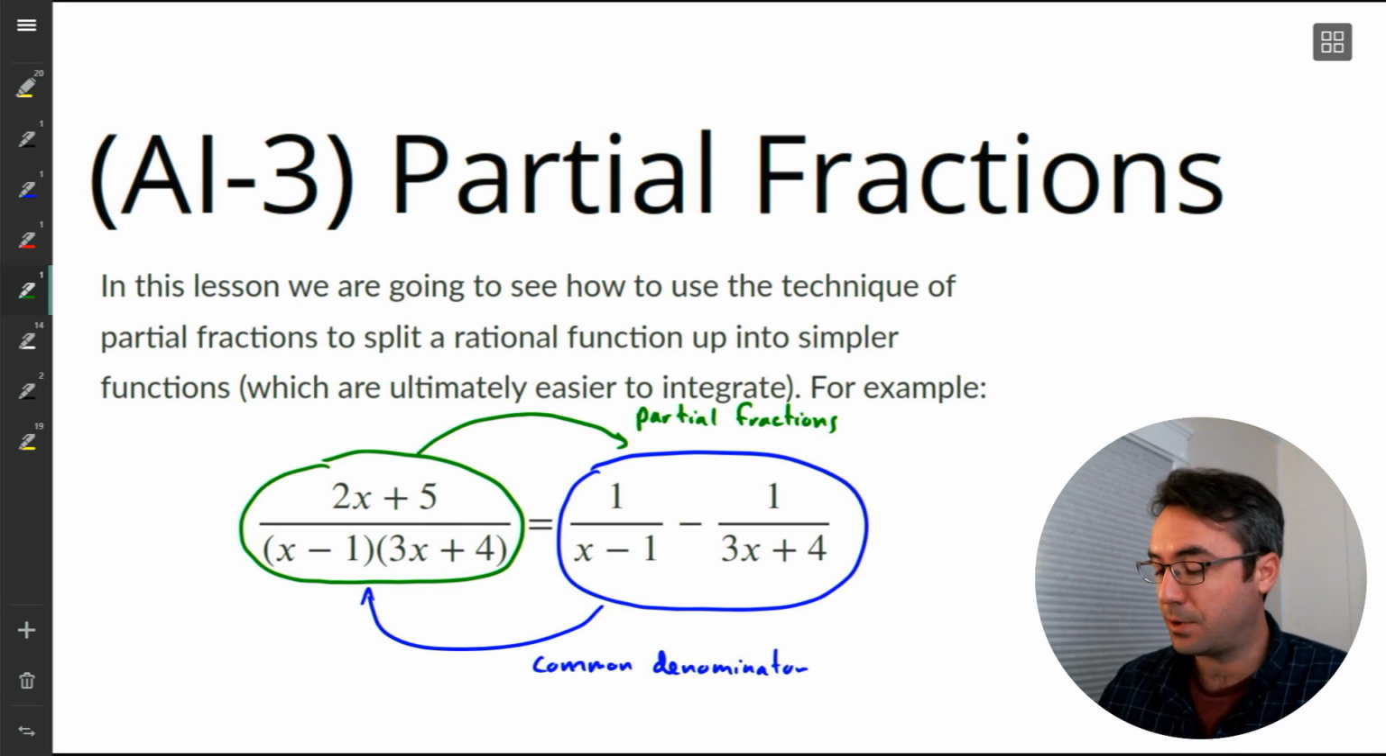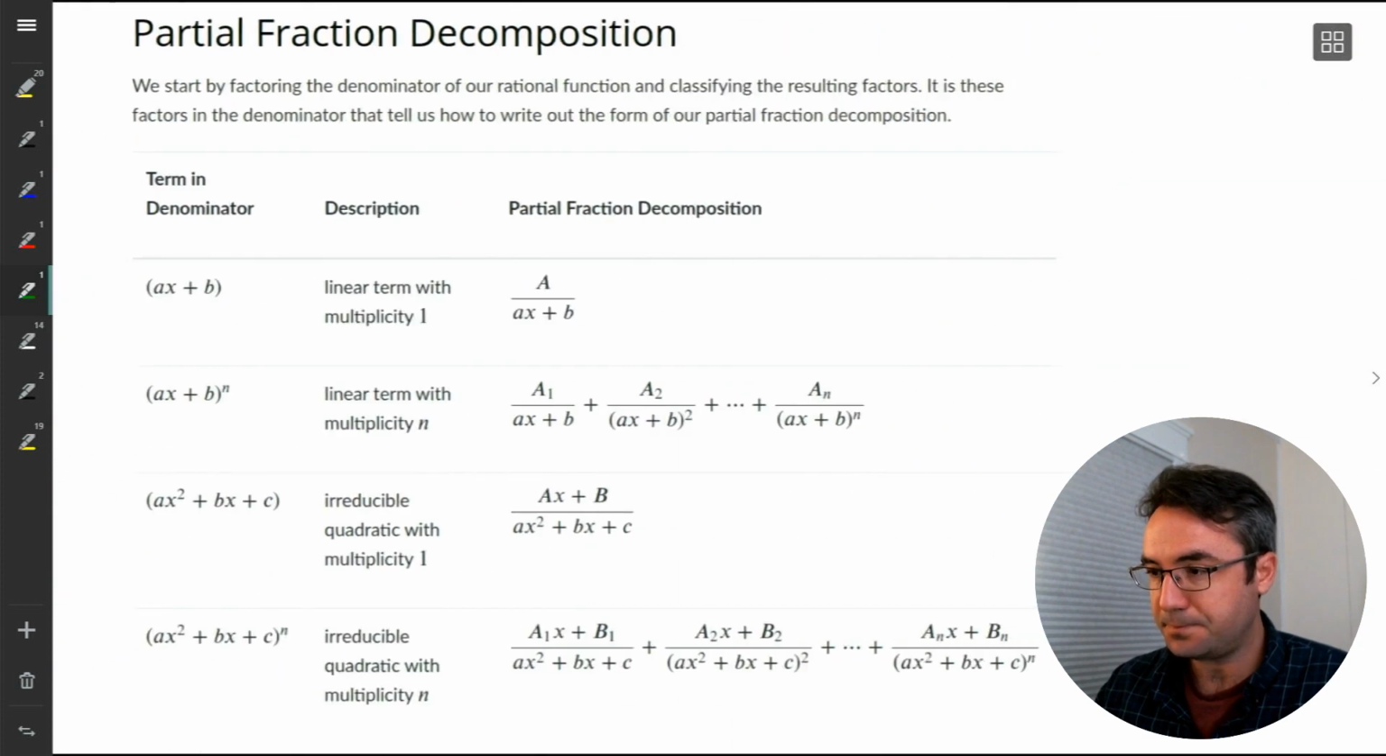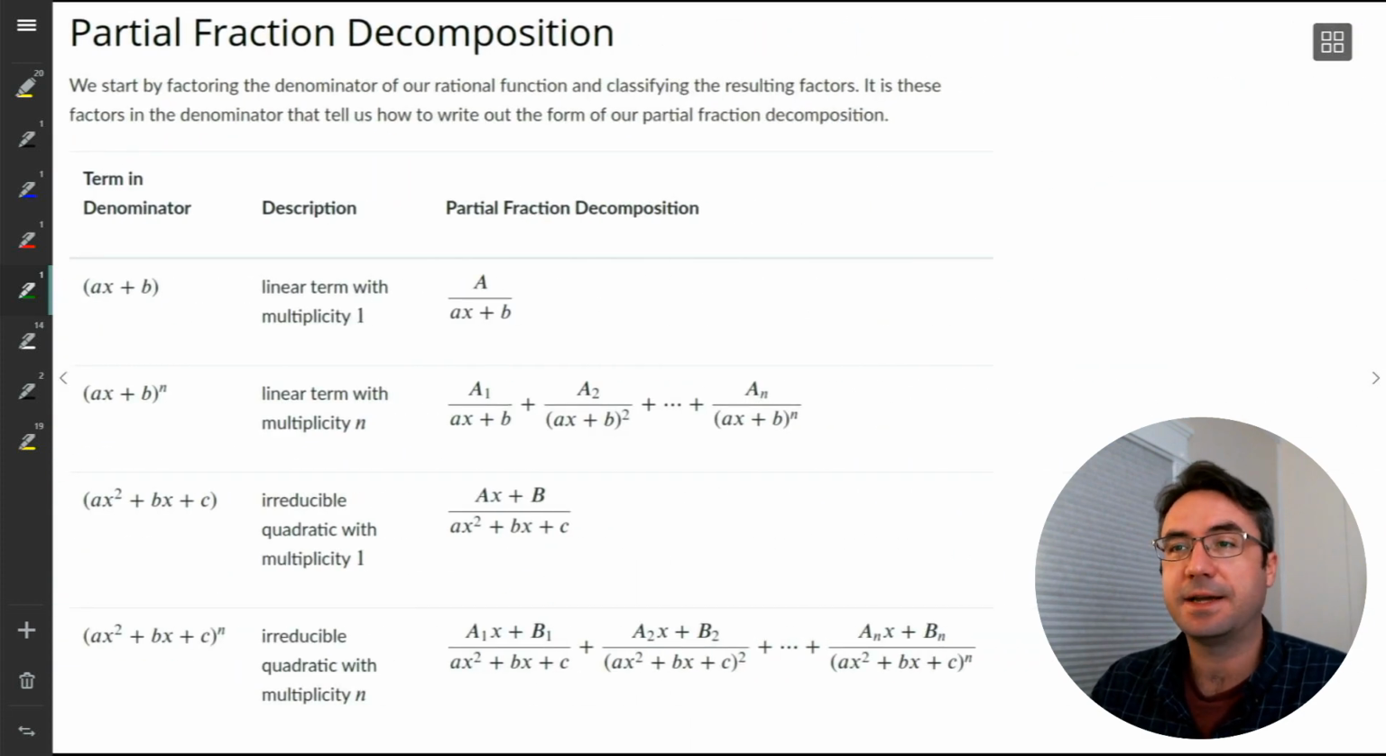All right, so how is this process going to work? Let's look at the partial fraction decomposition. This is basically most of what we need to know for this topic. How does it start? Well, we start by looking at our denominator, and we start by factoring our denominator. That's the key thing here: partial fractions really comes down to being able to factor.